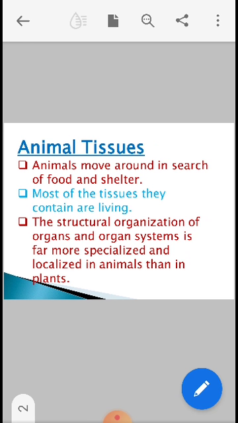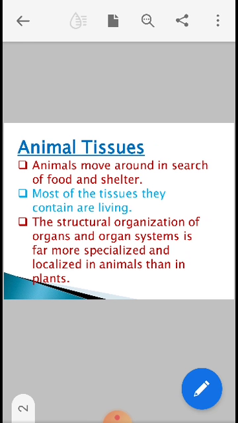When we talk about animal tissues, most of the tissues are living. They move around in search of food and shelter. So, the structural organization of the organ and organ systems is more specialized and localized in animals than in plants because they have to perform specific functions. Because of that, they have specialized functions to perform.